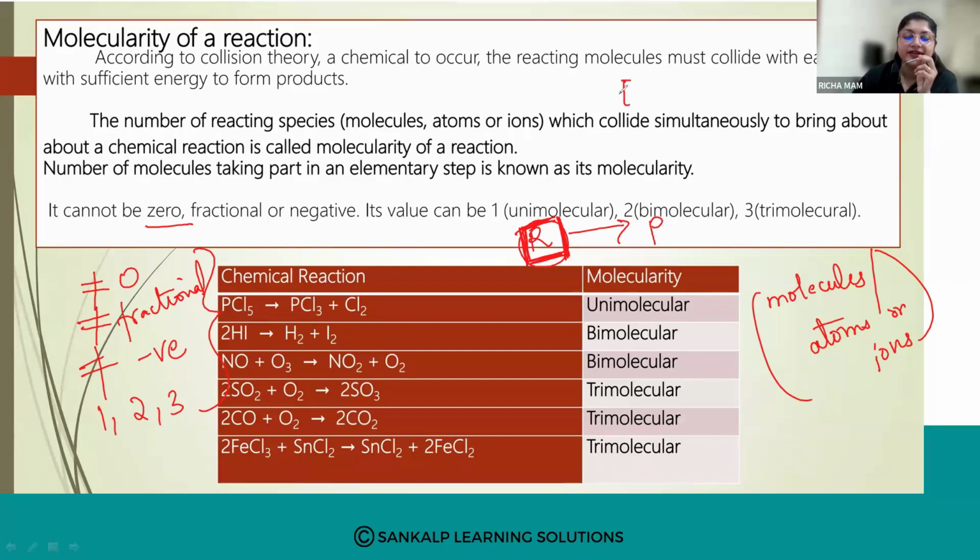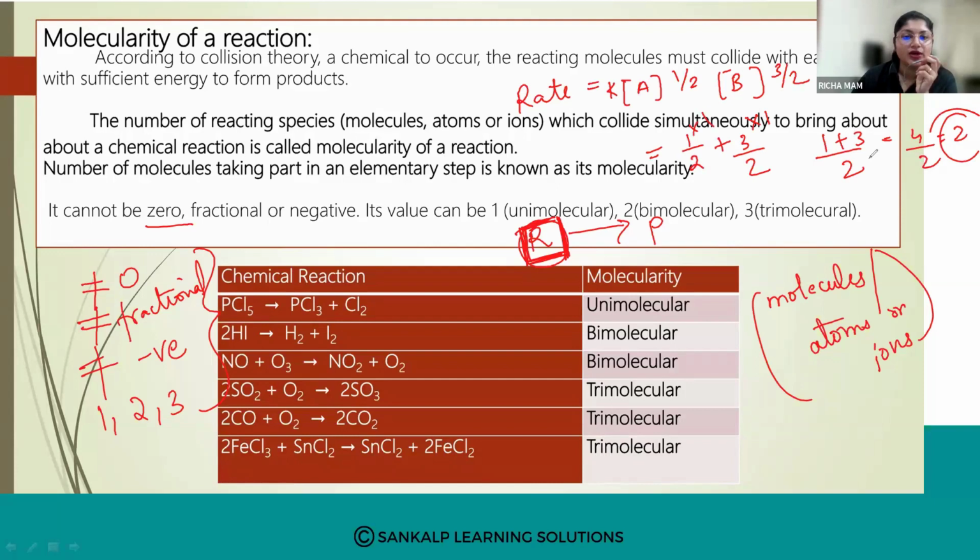Suppose we have seen that rate is equal to a to the power 1 by 2 into b to the power 3 by 2. So this is a rate expression. Now how do we find the order of reaction? We add the sum of these powers, right? So 1 by 2 plus 3 by 2, how much will it be? It will be 1 plus 3, so 4 by 2, which is 2. So the order of reaction is 2.